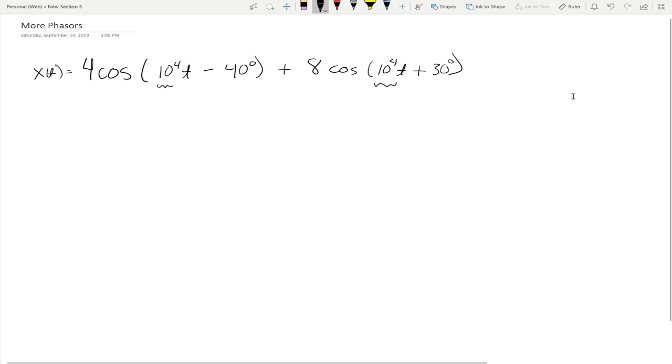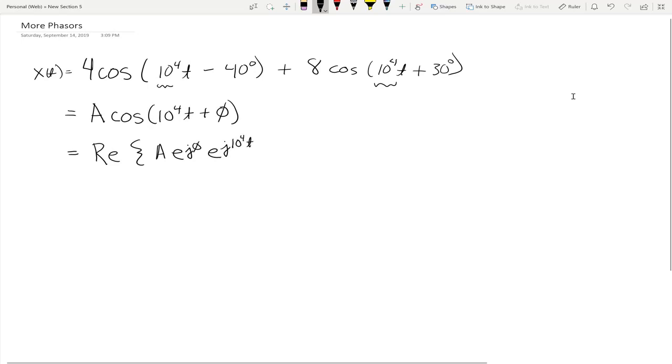That turns out to be useful all the time in circuit analysis. So in other words, what I'm saying is somehow this can be rewritten as A cosine (10 to the fourth t plus phi). And my job is to figure out which values I have for A and phi. Okay? So this is also expressed as the real part of A e to the j phi e to the j 10 to the fourth t.